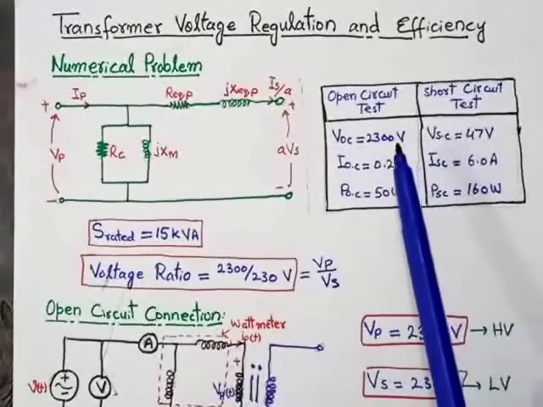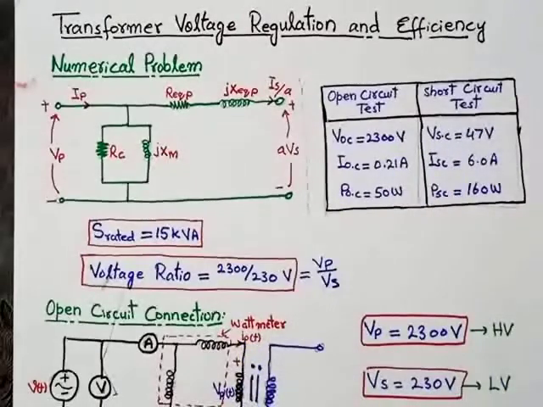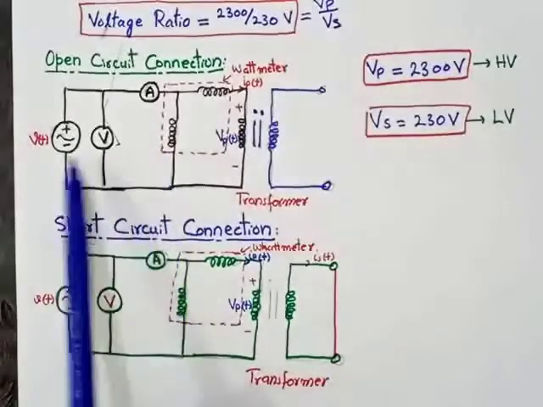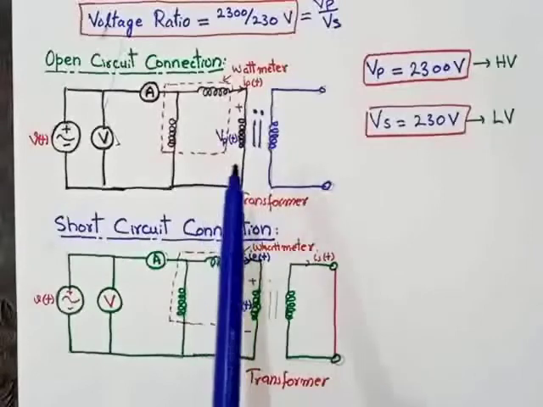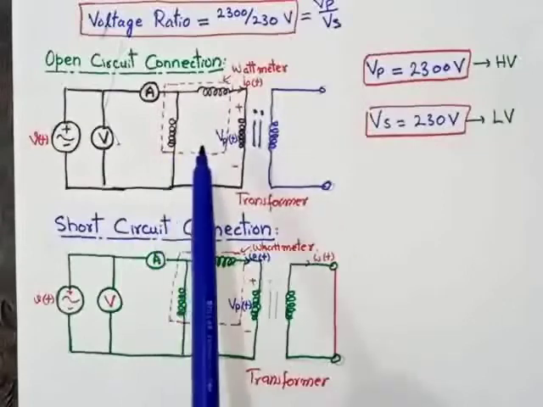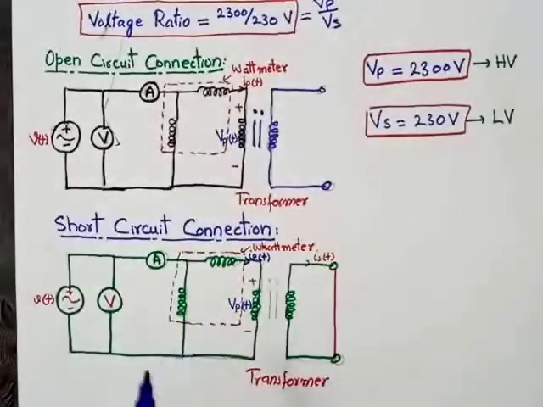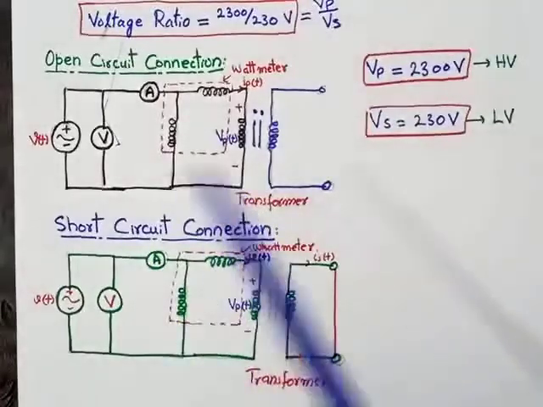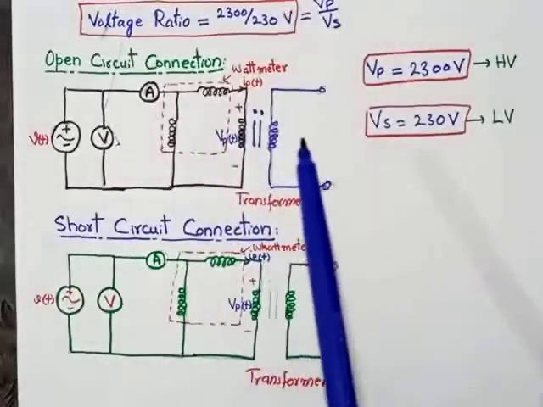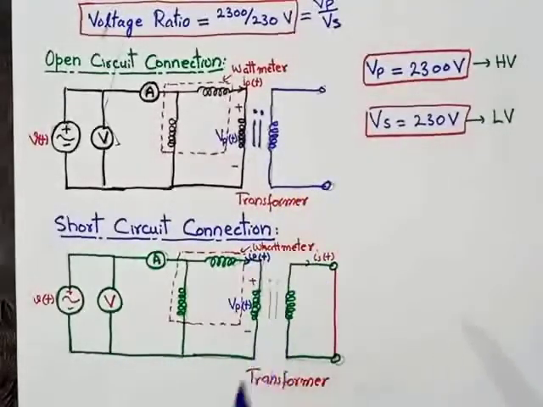The connection diagram of the open circuit test and the short circuit test is shown here. This is the open circuit connection diagram, because the data have been taken by using the connections shown here, and this is the connection diagram of the short circuit test. As we have already discussed, in case of open circuit test, the secondary side of the transformer will be open, and in case of short circuit test, the secondary side will be short circuited.